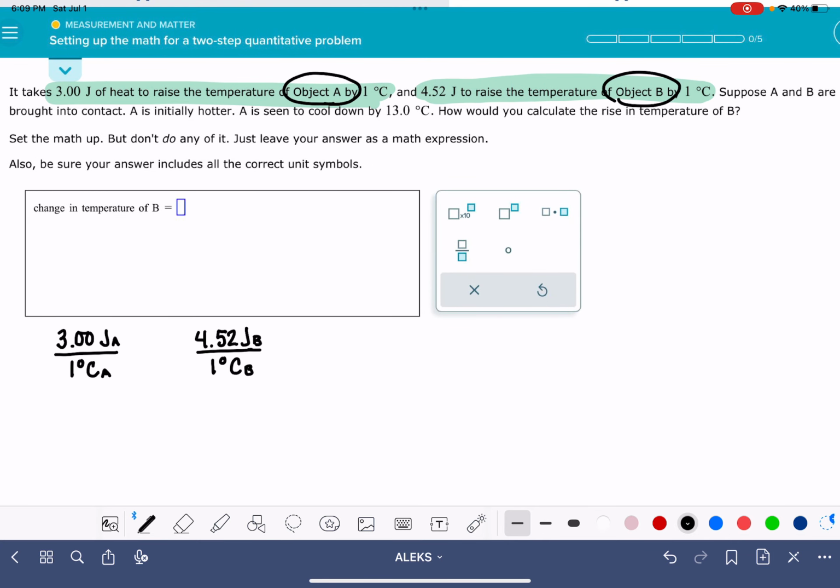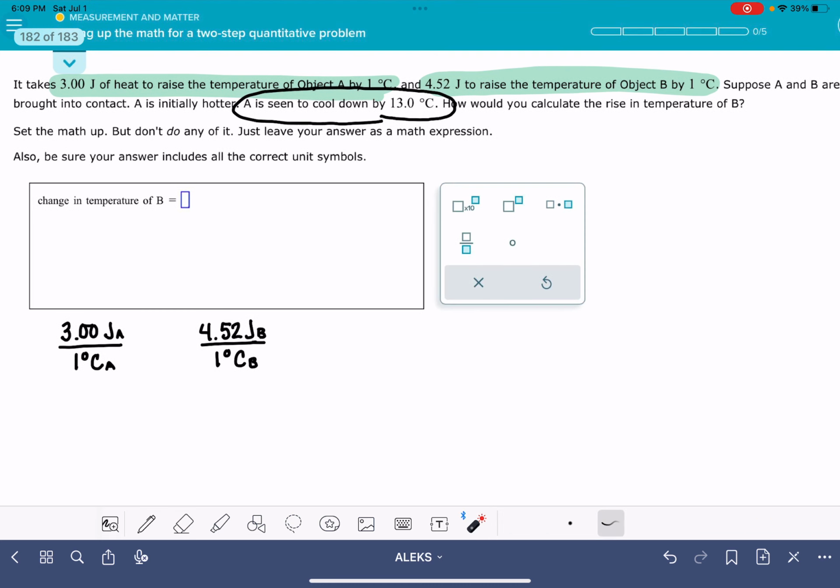And then, in addition to two conversion factors, there's going to be at least one more piece of important information, one more piece of numerical data. And for mine, it's this information right here. I'm going to erase those circles. Object A is seen to cool down by 13 degrees Celsius. So object A has a temperature change of 13 degrees Celsius. It loses 13 degrees of its temperature. It wants us to calculate the rise in temperature of B.